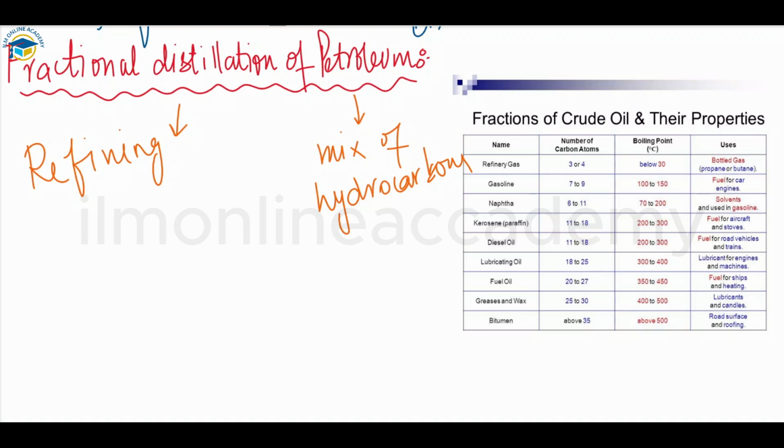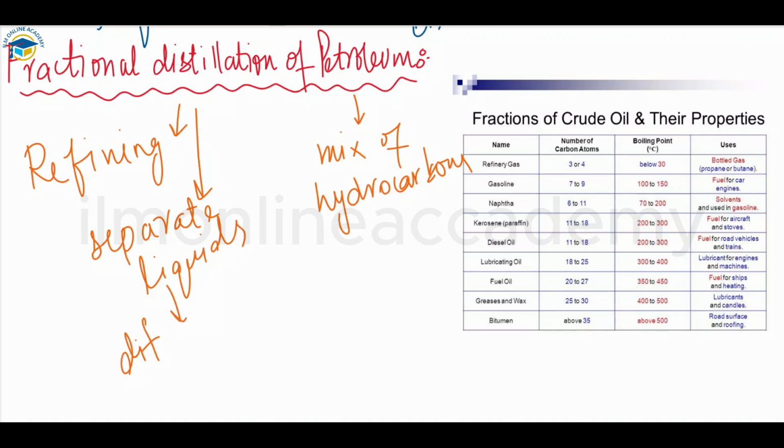Fractional distillation is a method of distillation using a fractionating column, and it is used for the separation of the liquids present in the mixture of petroleum. This is based upon their different boiling points. Boiling points are very important, and this is done on the boiling point ranges of all the hydrocarbons present. You can see here on my right we have various petrochemical fractions.